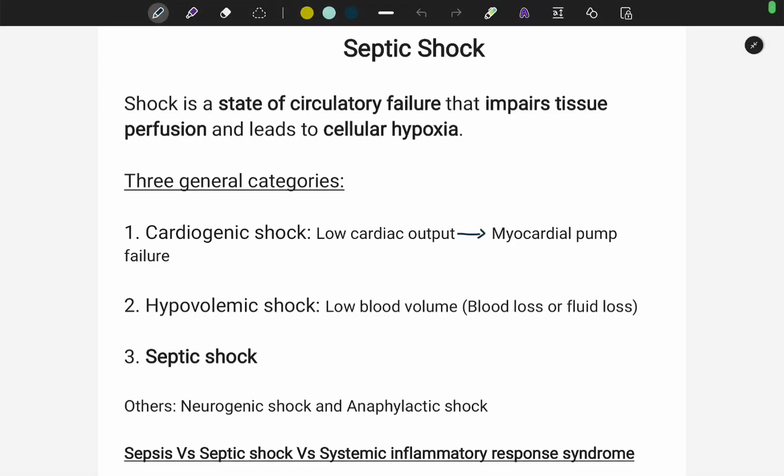There are three general categories of shock. First is cardiogenic shock, in which there is low cardiac output as a result of myocardial pump failure. The second one is hypovolemic shock, in which there is low blood volume itself, and it is due to blood loss or fluid loss. And the third one is septic shock, which we're gonna discuss later. The other types of shock are neurogenic shock and anaphylactic shock, which we are not going to discuss in this lecture.